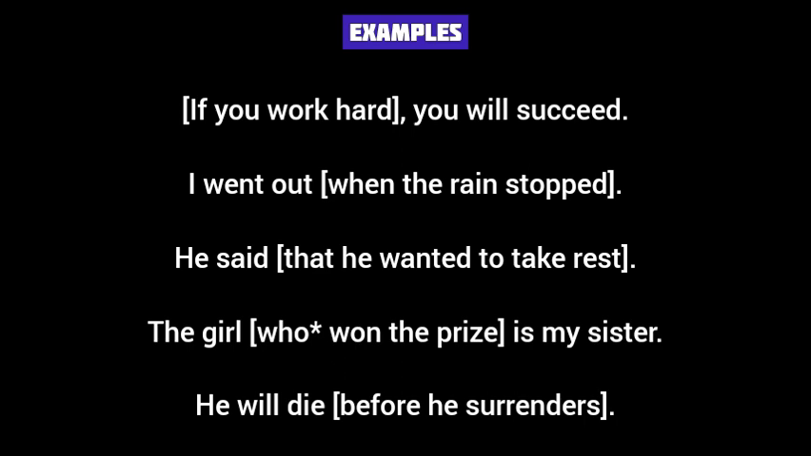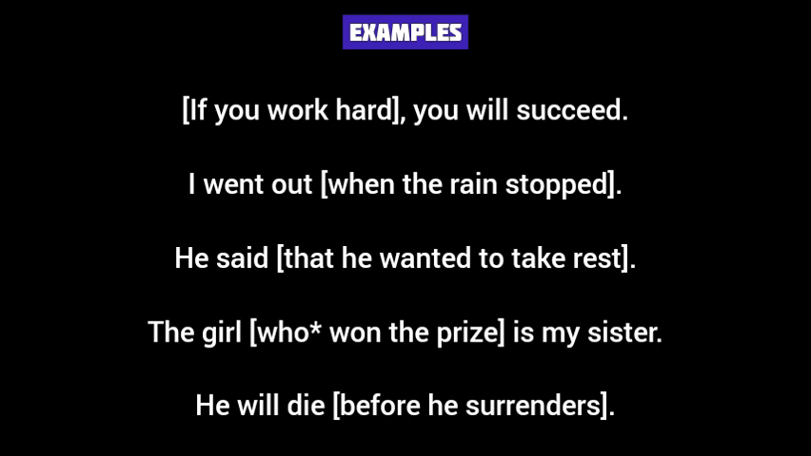However, the fourth sentence has a different structure. Here, the underlined part, "who won the prize," is the subordinate clause. "The girl is my sister" is the principal clause, and "who" is the relative pronoun. And in the last sentence, the first clause, "he will die," is the principal clause. The second clause, "before he surrenders," is the subordinate clause, and "before" is the subordinating conjunction. So it's clear that a complex sentence consists of a principal clause and one or more subordinate or dependent clauses joined by a subordinating conjunction.